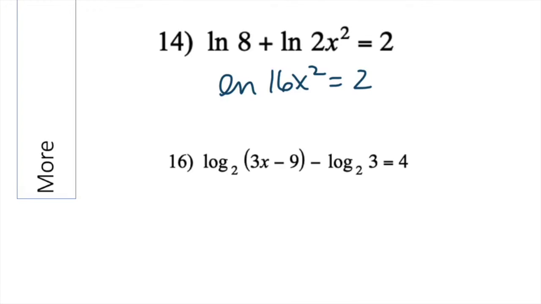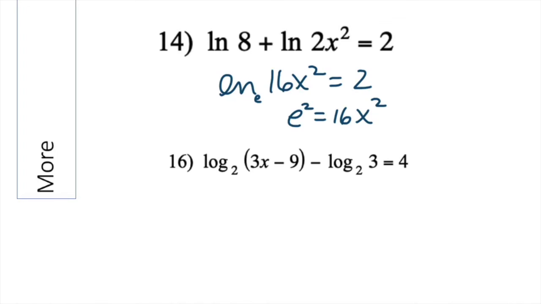This time I don't have an ln to cancel on both sides, so what do I do? What is the base on ln's? 10? No? Oh, e. So what to the what equals what? e is 2.718. So e to the 2 equals 16x squared. All right. e to the 2 equals 16x squared. We no longer have any ln's, so that's great.